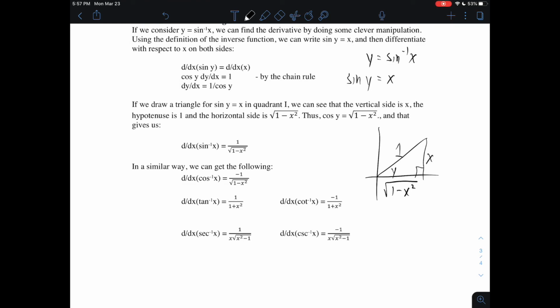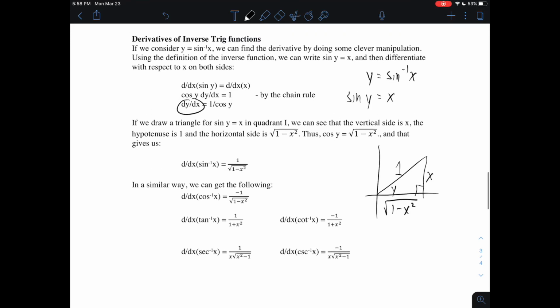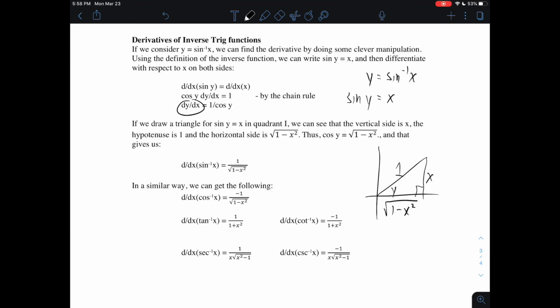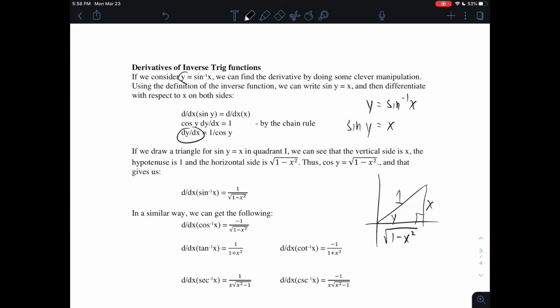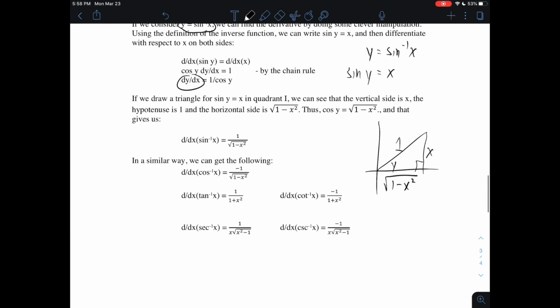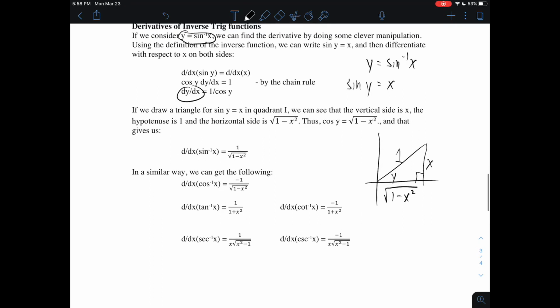And so that tells us that the derivative with respect to x of sine inverse x, dy dx, because we had said that y is equal to sine inverse of x. So the derivative with respect to x of sine inverse x is 1 over, and instead of cosine y, the square root of 1 minus x squared. And that's it.